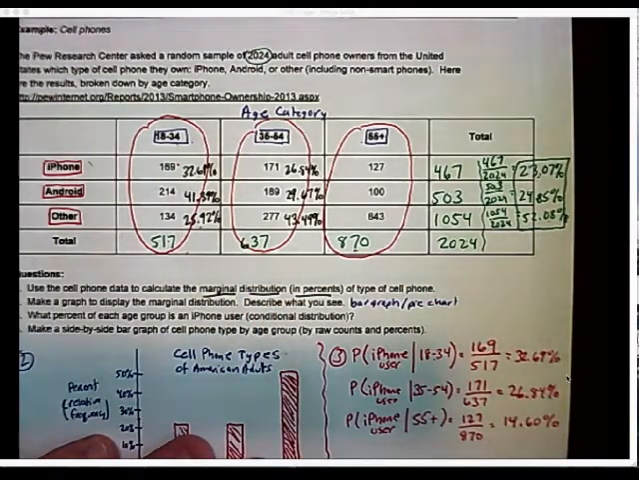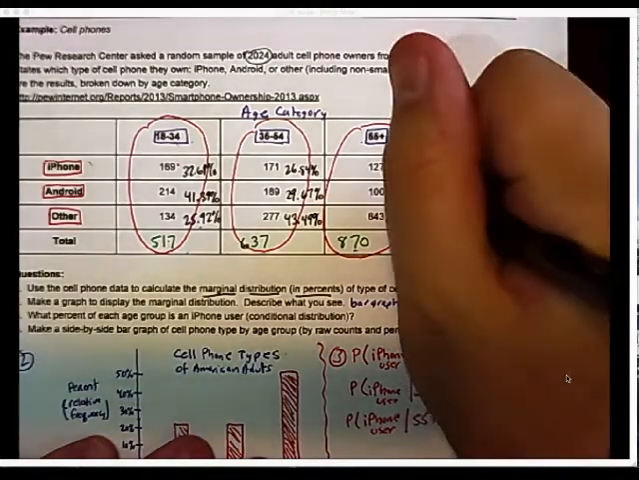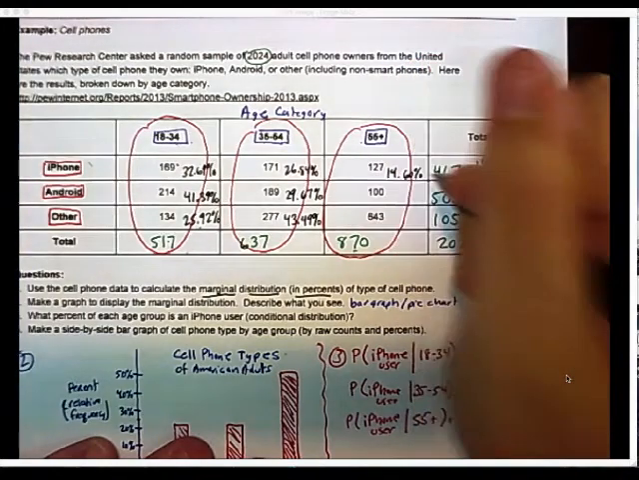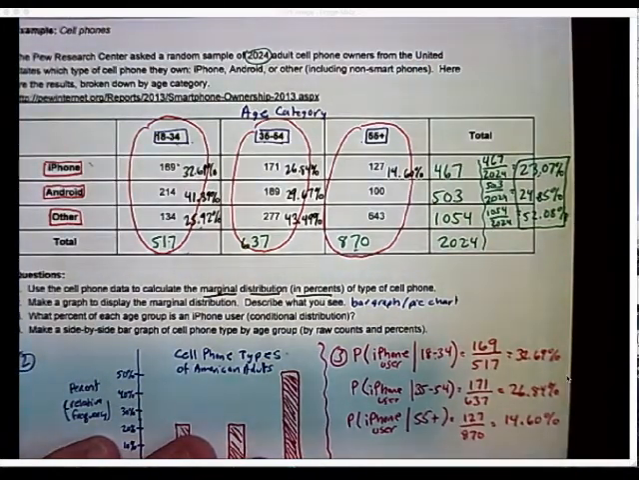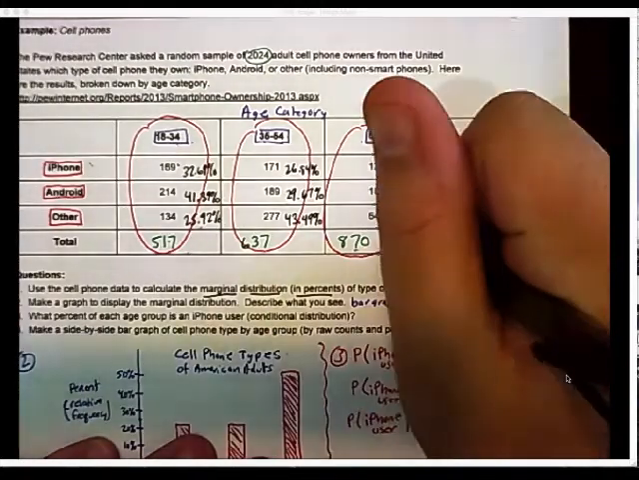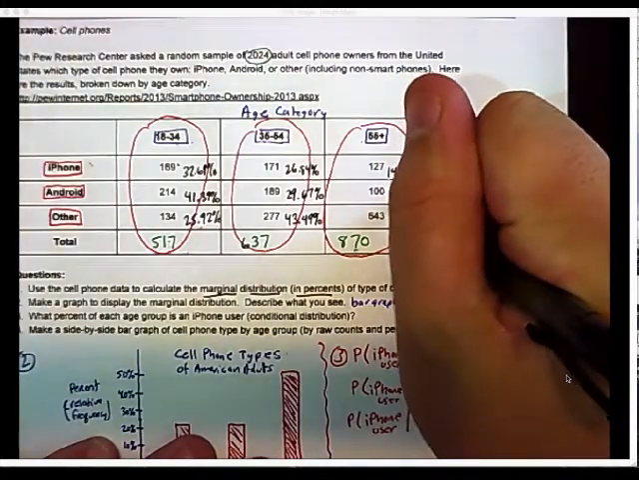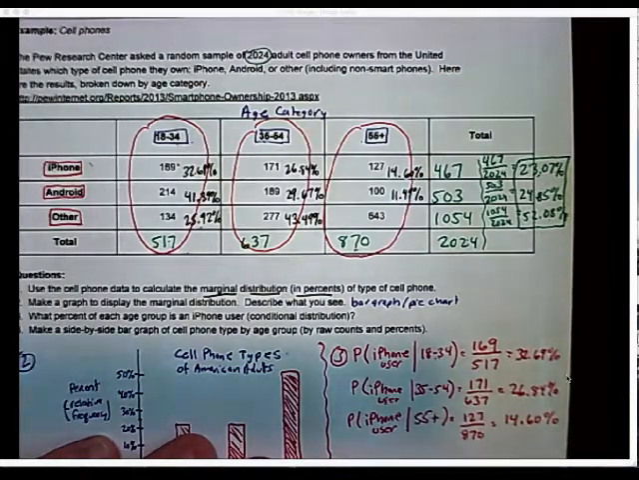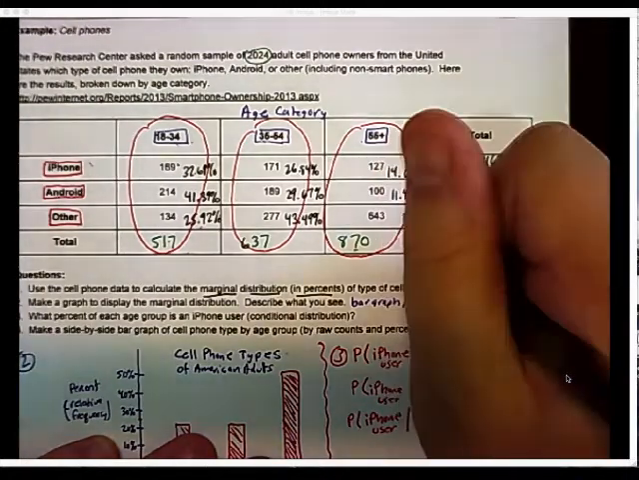I'm going to do the last column. I know the first one is 14.60%. I'm going to do 100 divided by 870. That makes up 11.49%. Then I'm going to do 643 divided by 870, and we get 73.91%.